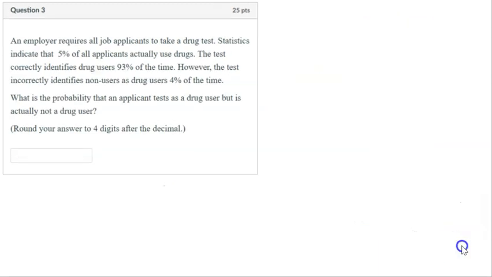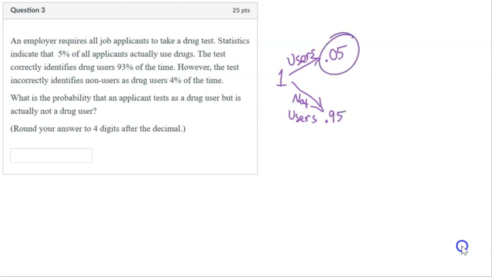All right, this is a very similar question. It says employer requires all job applicants to take a drug test. Statistics indicate that 5% of all applicants actually use drugs. Okay, so we'll start with a 1 here, and then we have the users, drug users, and the not drug users, not users. It says that 5% actually use drugs. So that's 0.05. 5 divided by 100 is 0.05. That means 0.95 are not drug users. And 0.05 plus 0.95 equals 1.